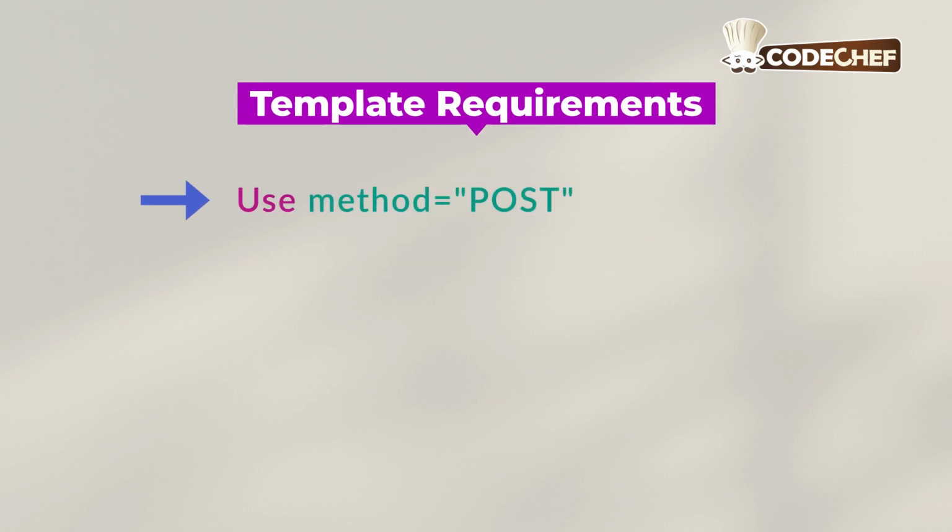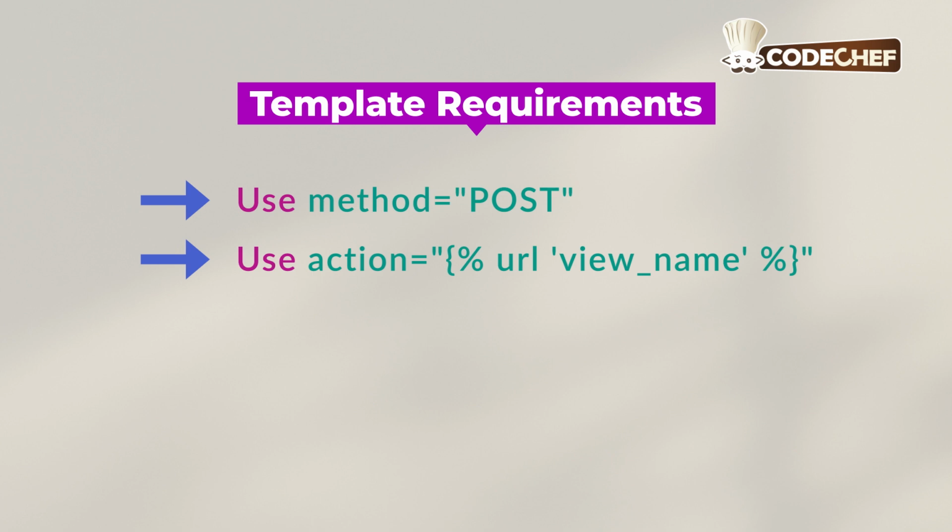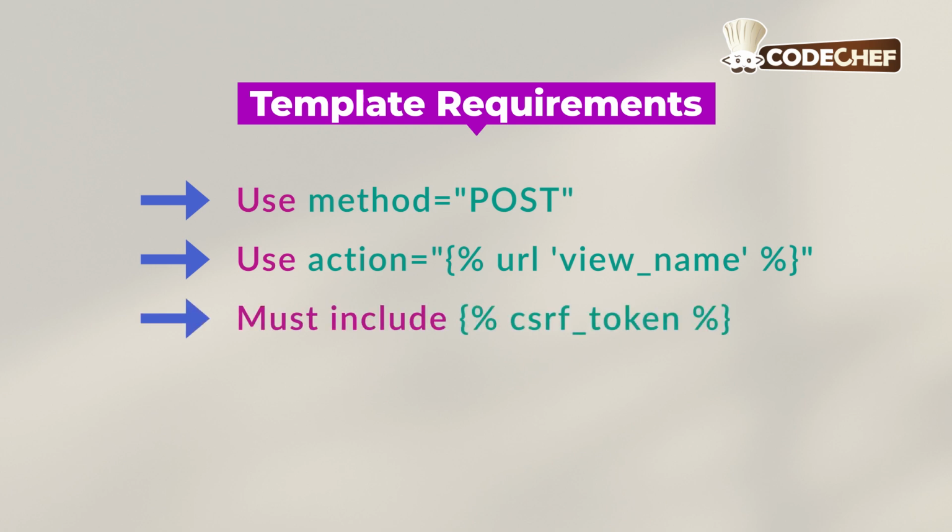Now, for the browser to send data properly, your HTML form needs three key attributes. Firstly, the method equal to post, meaning the data will be sent in the request body. Next, there's action equal to URL followed by the view name. This tells the browser where to send the data. And then we have this CSRF token, which is required by Django for security. And finally, you need a submit button to trigger the submission.